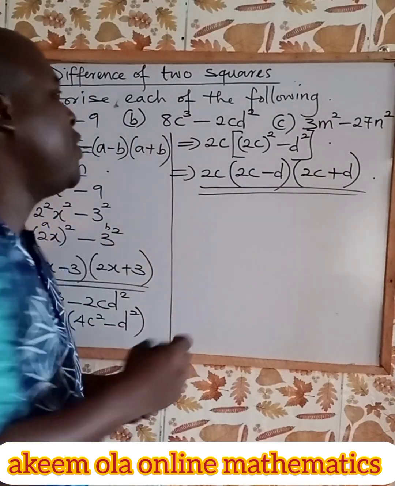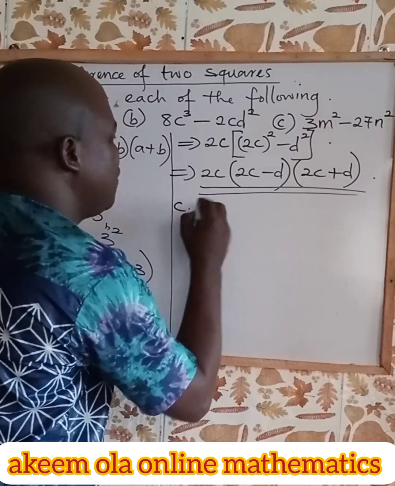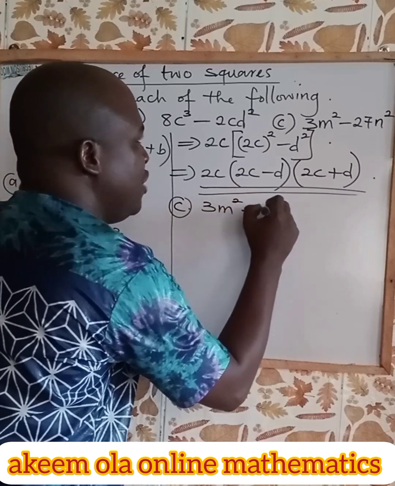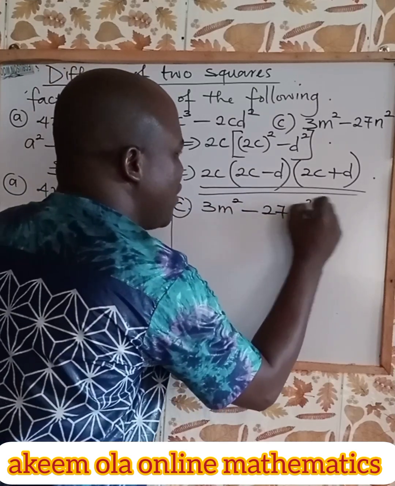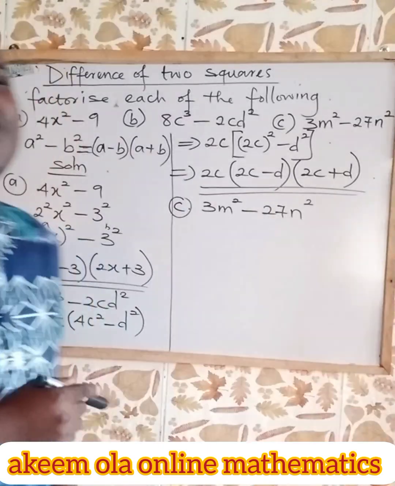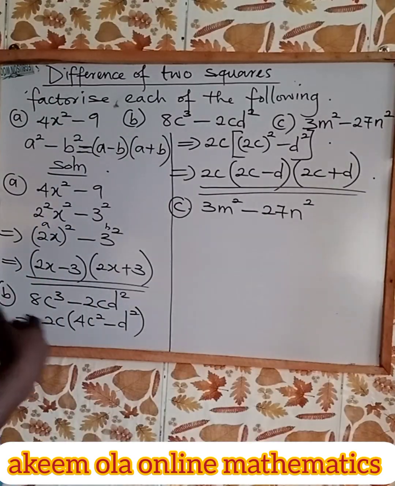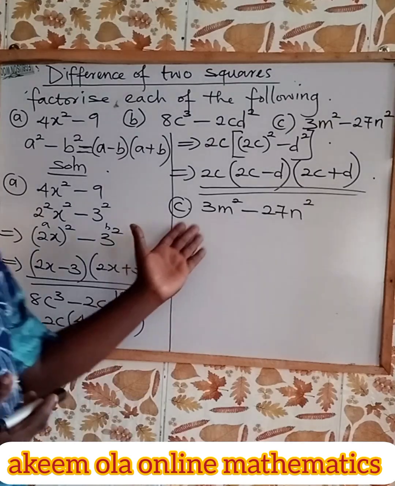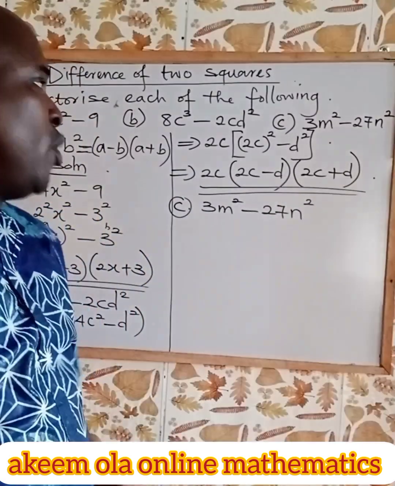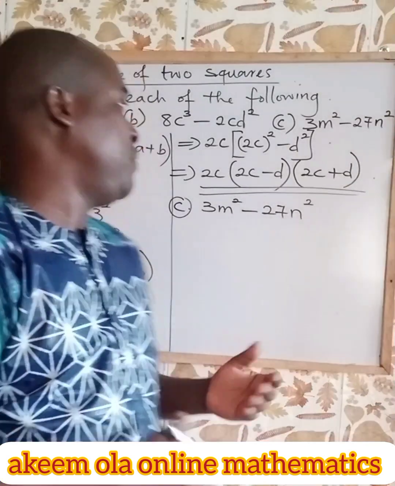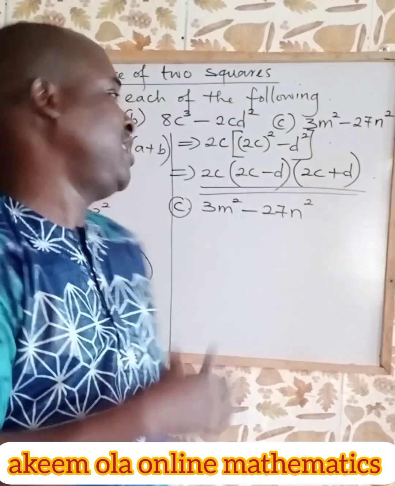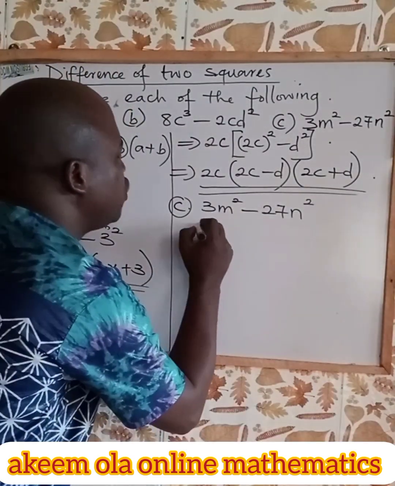Now let's look at the third question. We have 3m squared minus 27n squared. If you look at these two, you will notice that this question too is similar to the second question we solved. We cannot simplify this directly. So we are going to consider what is common to the two of them. As you can see very well, 3 can go into 3, and 3 can also go into 27, 9 times. That means we are going to take the 3 out.